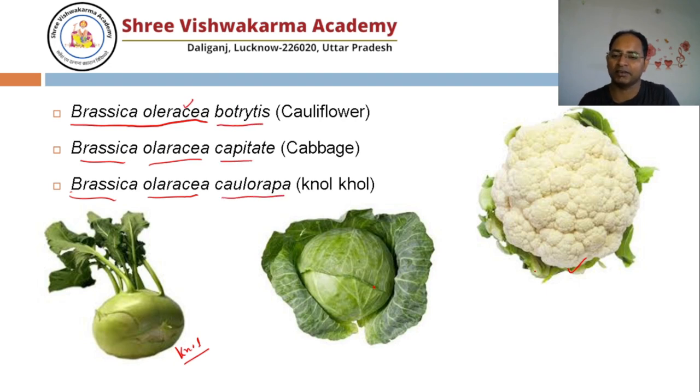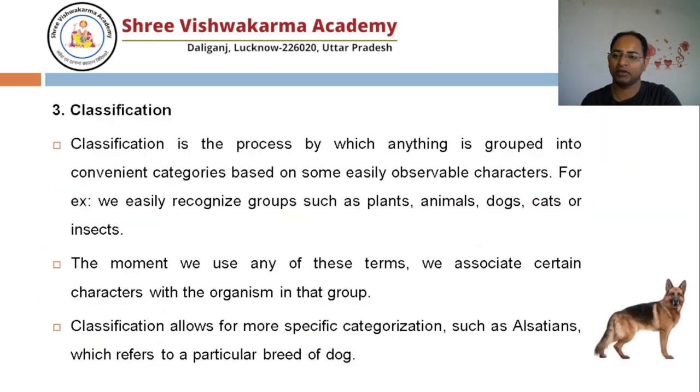Now it is very clear. So trinomial nomenclature we sometimes also have to use, when in a single species many subspecies are there. All right. The third point is classification.